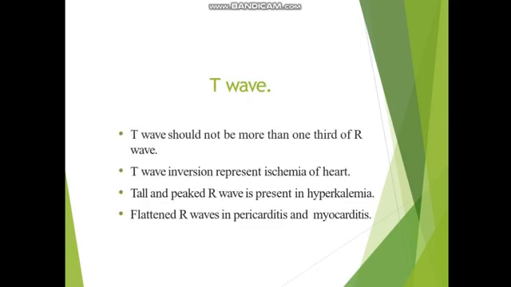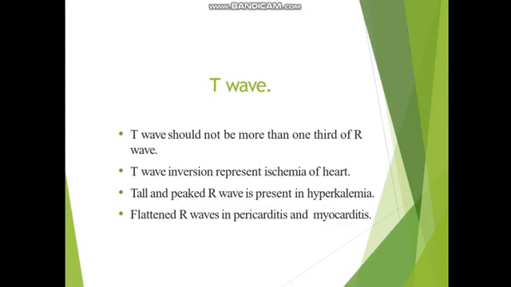The T wave should not be more than 1/3 of the R wave. The height of the T wave should be one third of the R wave. The T wave inversion represents ischemia of the heart. What do you mean by ischemia? That is the starvation of the blood. Blood is not going to the particular part of the heart having the settled quota.